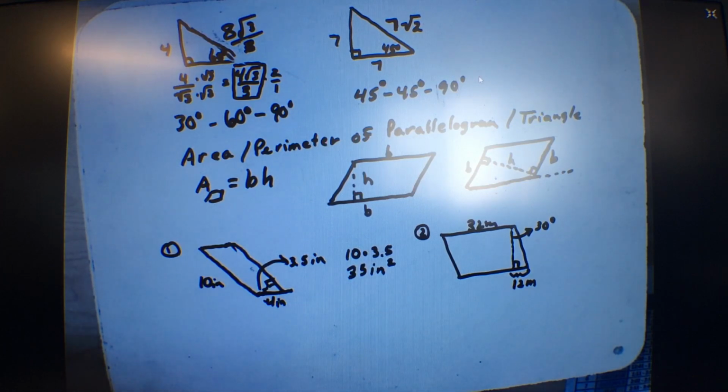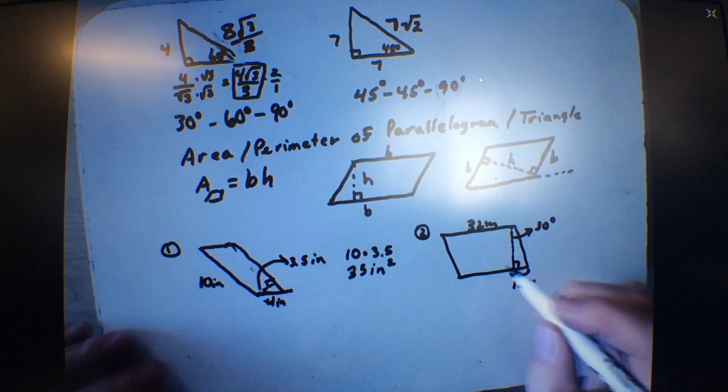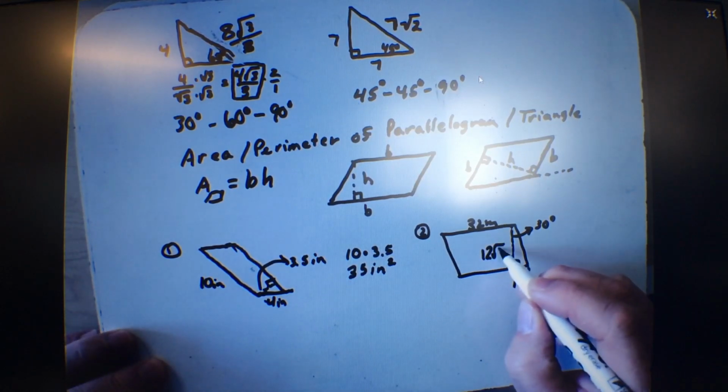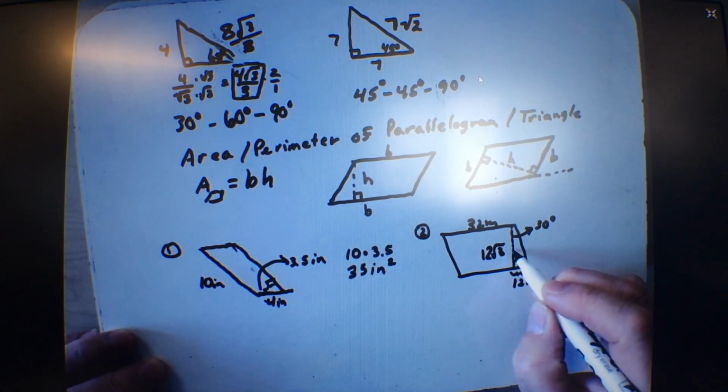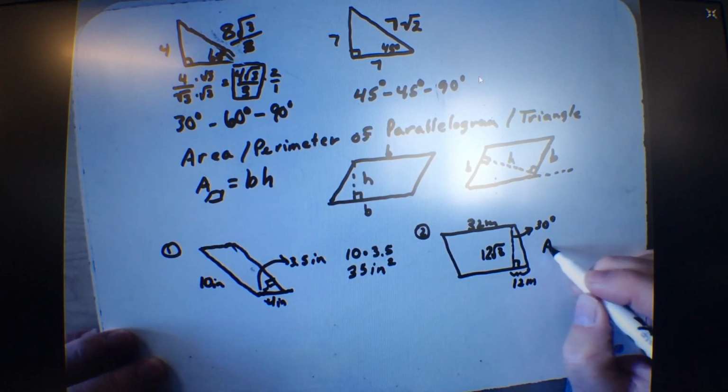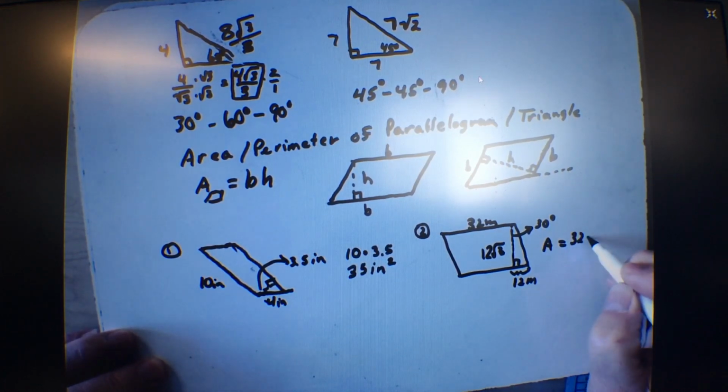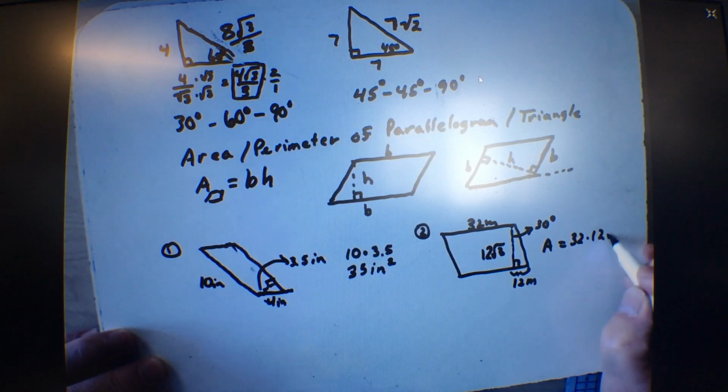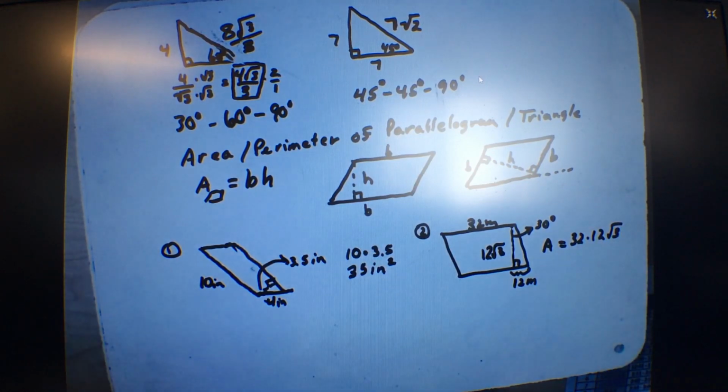Do you agree with her? She says take 12 times the square root of 3. Yes. You take 12 times the square root of 3. So this is 12 times the square root of 3, this side right here. And that's your height. So my area equals 32 times 12 square root of 3. Now, plug that in your calculator. And to the nearest 10, tell me what that is. So you're going to take 32 times 12 times the square root of 3.